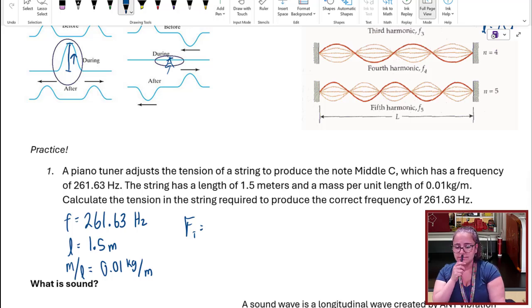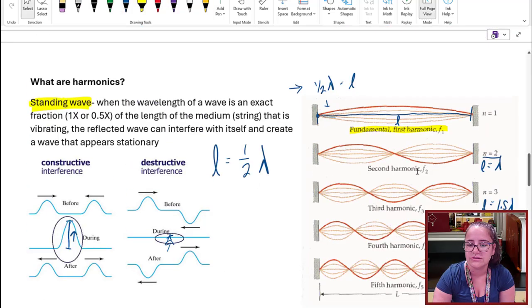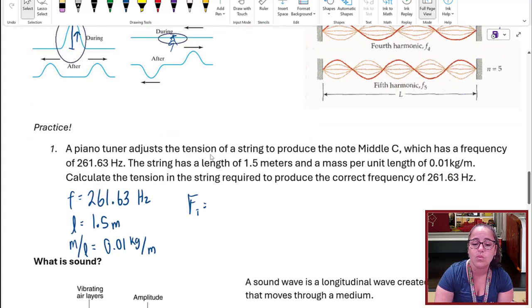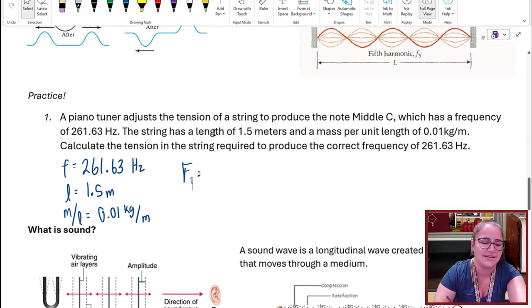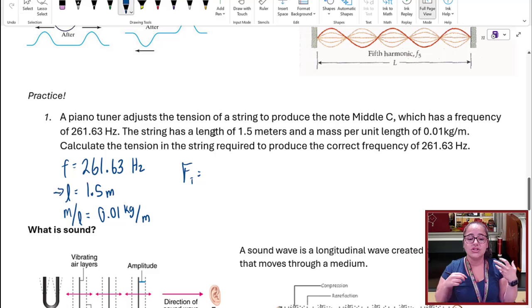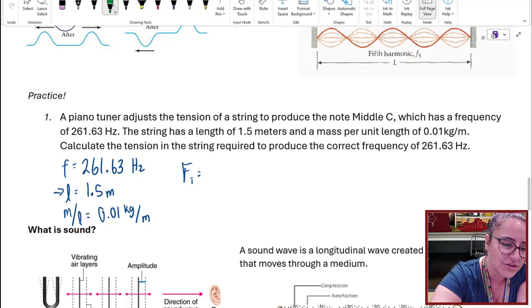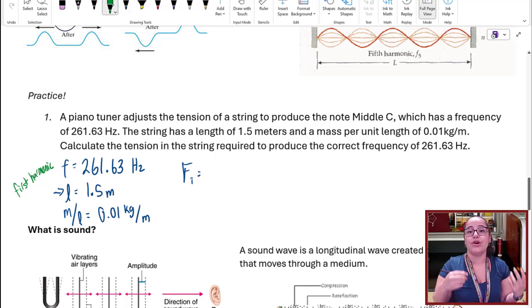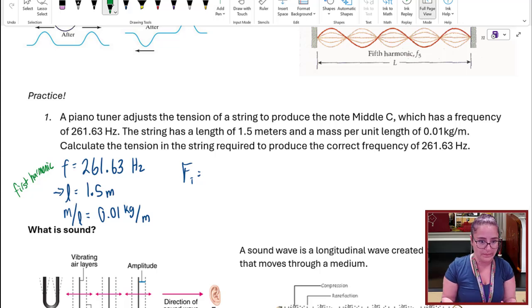Well, what are we going to need? Well, we know the equation. We got that one right up here. We have the velocity of the string and that square root. So we're going to need the velocity of the wave in the string. And the way that it's given to you is in the length of the string. To produce that loudest sound, we are going to want to do the first harmonic. Okay. That's going to be the primary note, the primary frequency that string will play.